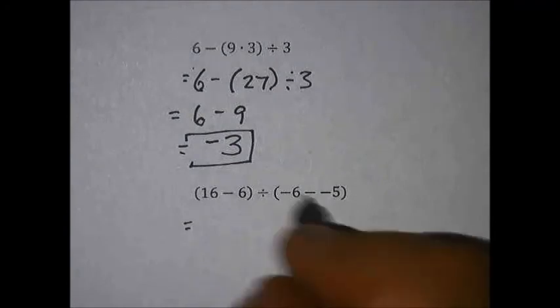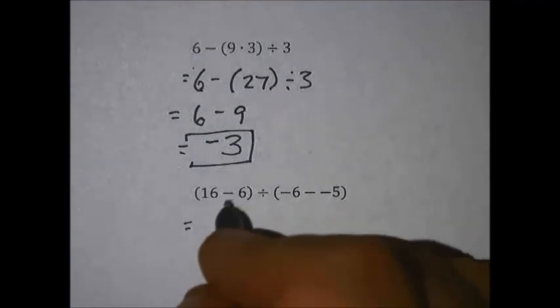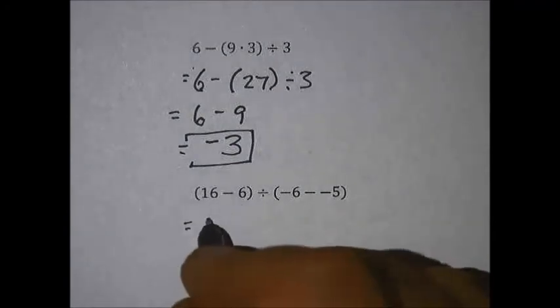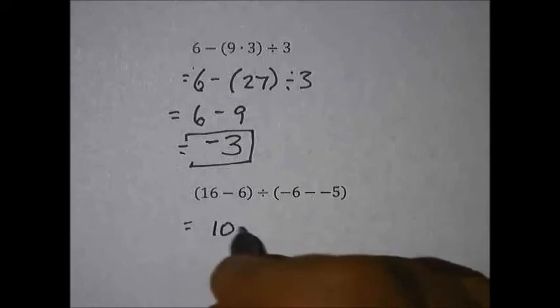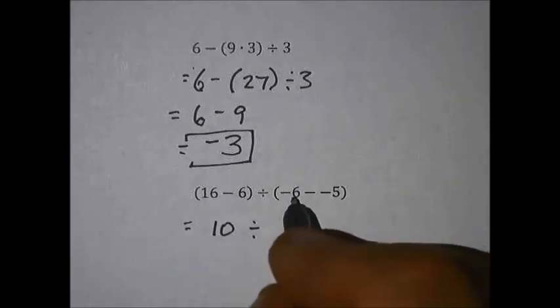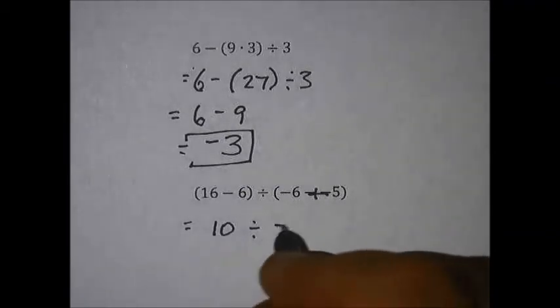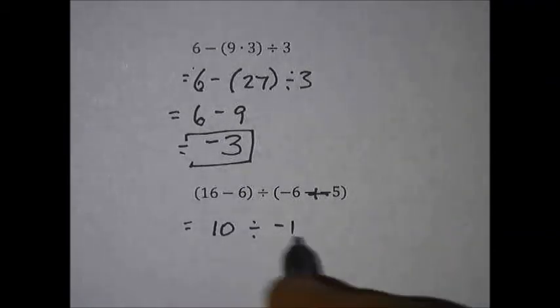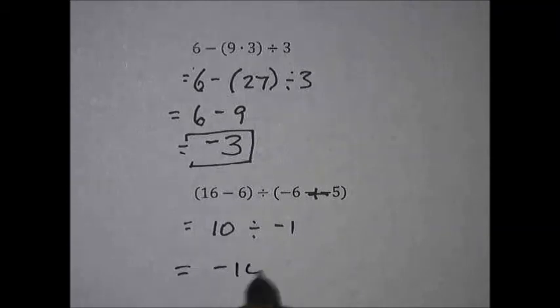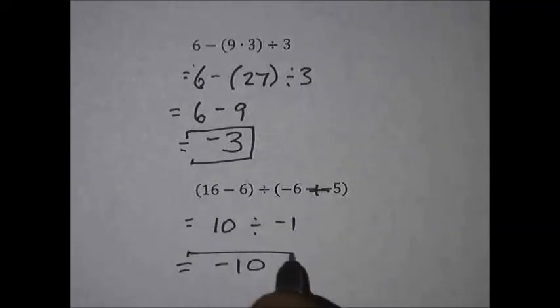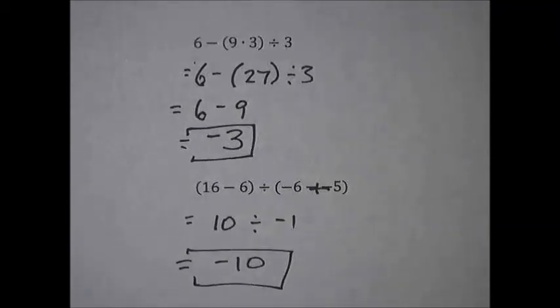Two sets of parentheses, division in between them. So 16 minus 6 is 10, divided by negative 6 minus a negative 5. Turn that into a plus 5, negative 1. 10 divided by negative 1 is negative 10. Don't believe me? Throw it into a calculator.